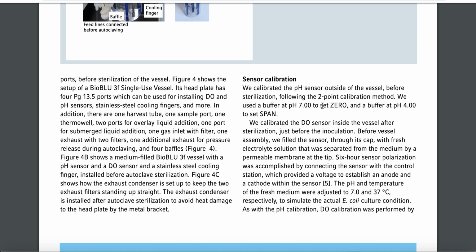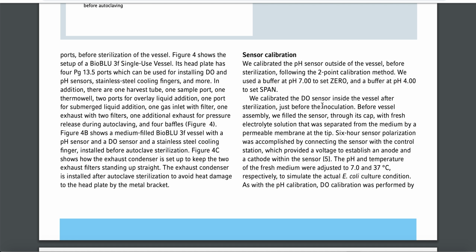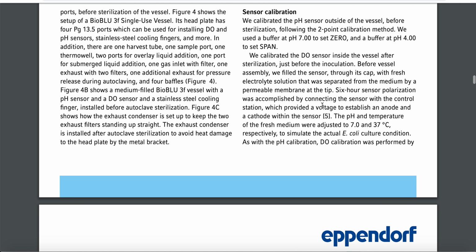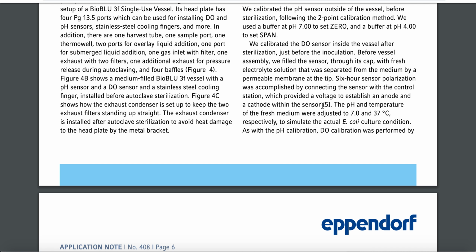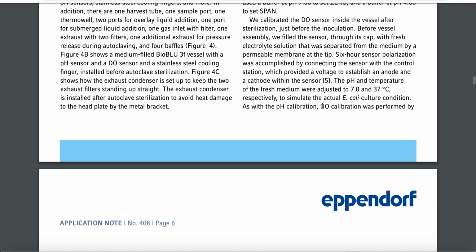Sensor calibration. We calibrated the pH sensor outside of the vessel before sterilization following the two-point calibration method. We used a buffer at pH 7.00 to set zero and a buffer at pH 4.00 to set a span. We calibrated the DO sensor inside the vessel after sterilization, just before the inoculation. Before vessel assembly, we filled the sensor through its cap with fresh electrolyte solution that was separated from the medium by a permeable membrane at the tip. A 6-hour sensor polarization was accomplished by connecting the sensor with the control station, which provided a voltage to establish an anode and a cathode within the sensor.